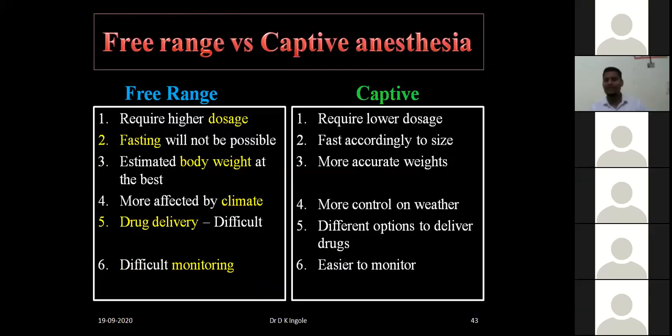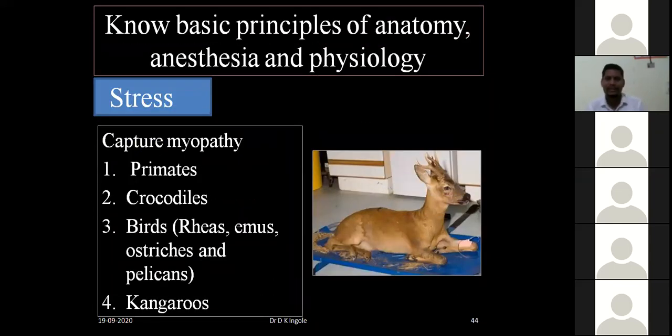Free range versus captive anesthesia: if you grossly think, a wild animal needs more dose of the anesthesia as compared to the captive condition. There are some points which are difficult in monitoring for free range, but it is easier to monitor the situation of the animal in captive condition. Then while going for capturing, we should know the basic anatomy, anesthesia, and physiology. Stress is the main factor. It is always said that the treatment can be worse than the actual illness. So while capturing the animal, it should not be done in a dangerous way.